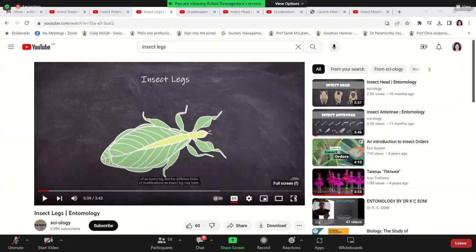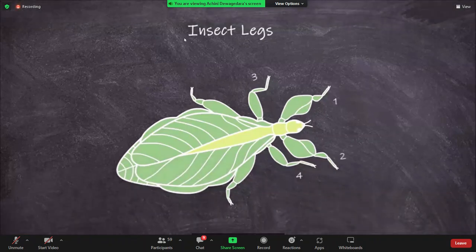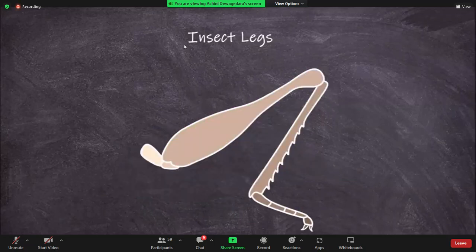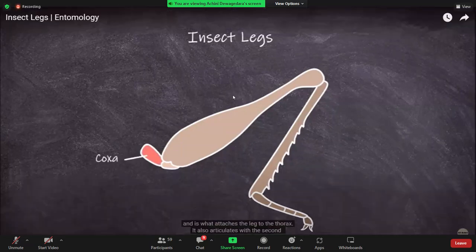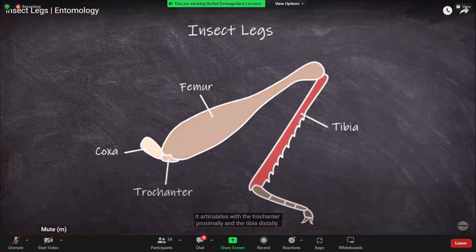Insect leg may have. Adult insects generally have 3 pairs of legs, so 6 in total. One pair attaches to each of the 3 thoracic segments that make up the insect thorax. The insect leg varies greatly, but all are based on the same general structure consisting of 6 segments. The coxa is the first segment of the insect leg and is what attaches the leg to the thorax.